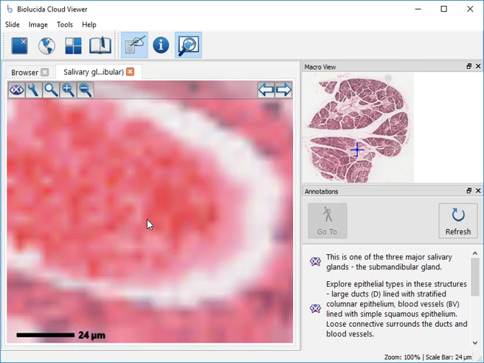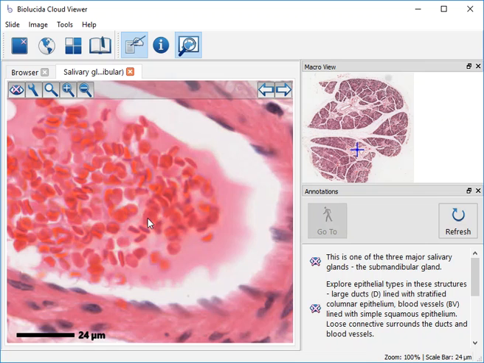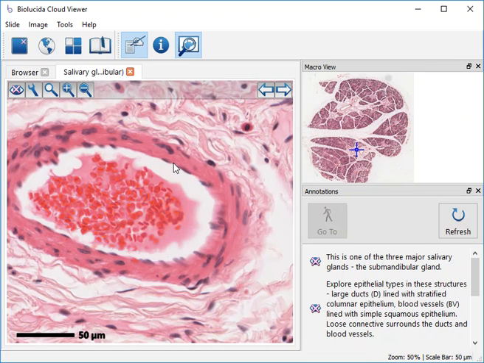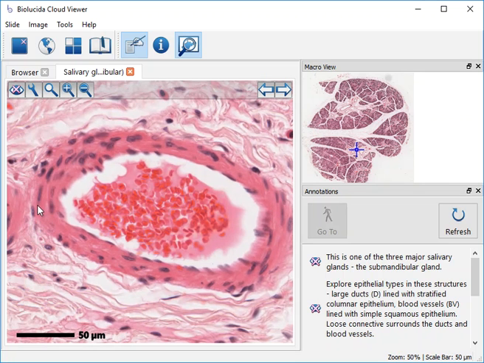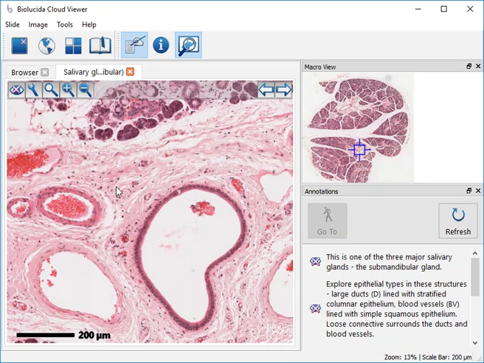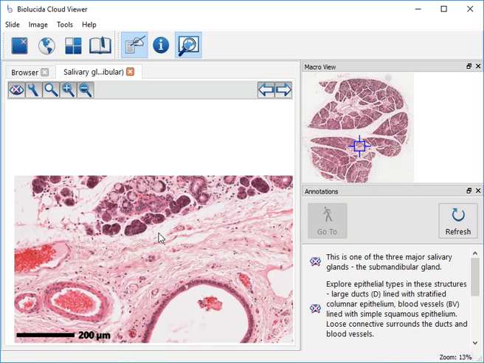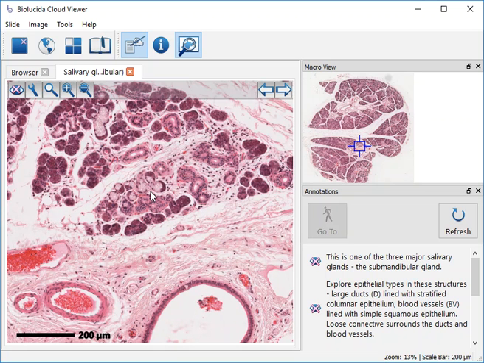Over here is a blood vessel containing red blood cells. And again, the lining of that is simple squamous epithelium, and then the red eosinophilic or acidophilic wall is composed of smooth muscle cells. So now go over and look at the glandular tissue.